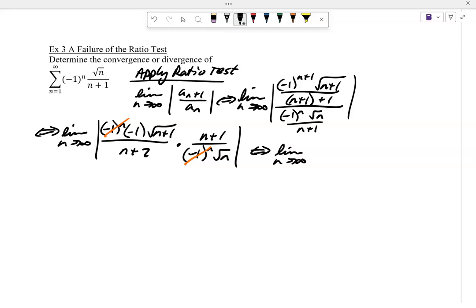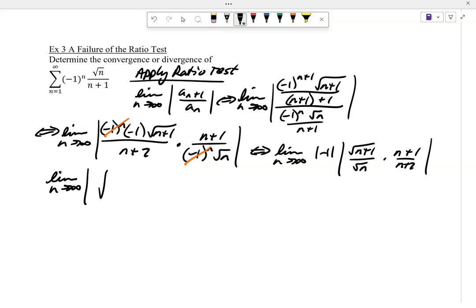I'm going to write this as absolute value of negative 1 times the absolute value. Then I got square root of n plus 1 over, I got a square root of n on the bottom, and then I got this n plus 1 over n plus 2. So absolute value of negative 1 is just 1. So I'm left with square root of n plus 1 all over square root of n, times n plus 1 over n plus 2.